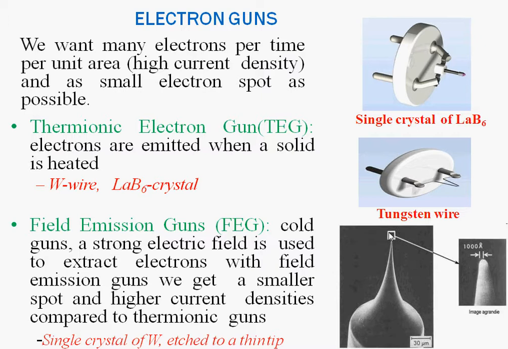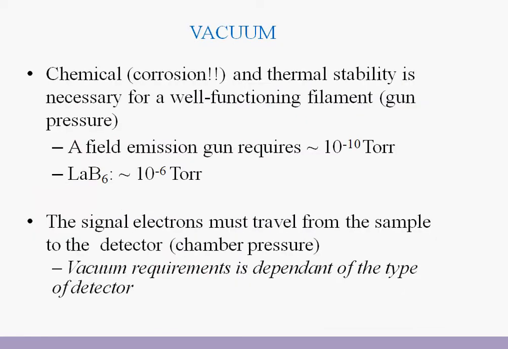In the second case, which is a cold gun, the first one being a hot gun, the electrons are emitted with the help of a stronger electric field. So we get a smaller spot and high electrical density compared to the thermionic guns. That is the advantage of the field emission gun.